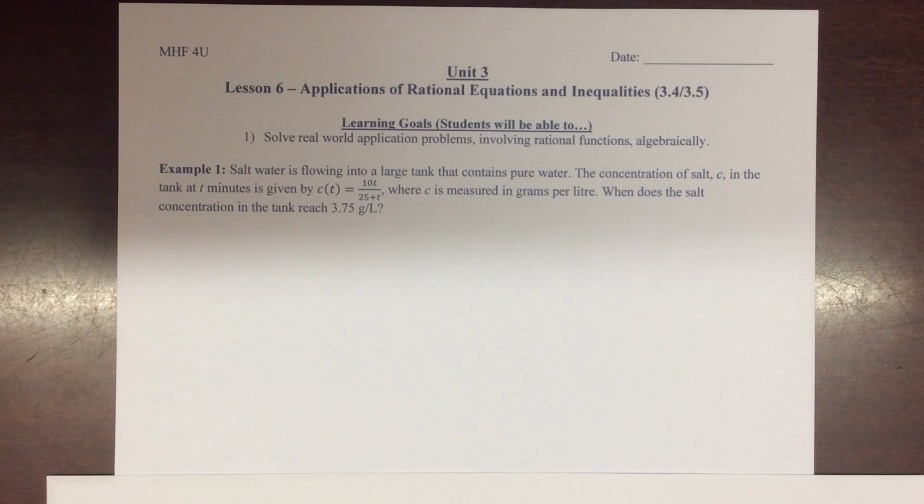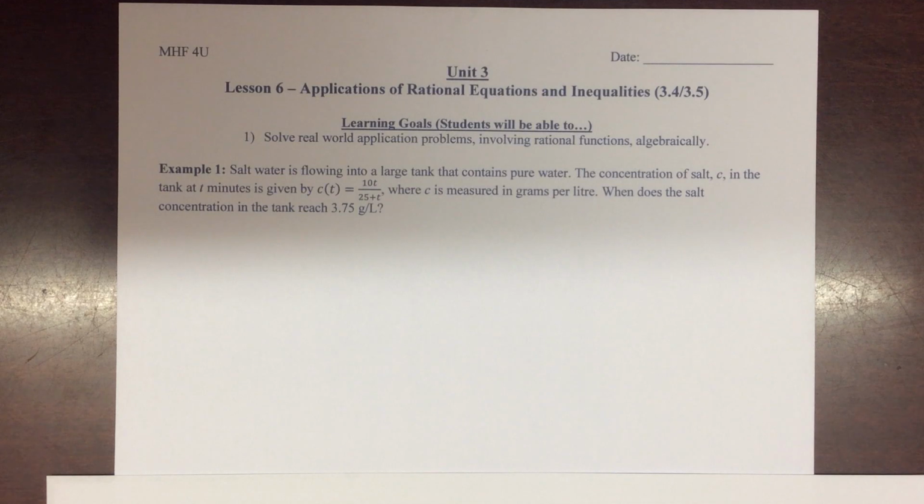The first example we're going to look at is: salt water is flowing into a large tank that contains pure water. The concentration of salt, which is described by the variable c, in the tank at t minutes is given by the rational function c of t equals 10t over 25 plus t, where c is measured in grams per liter. When does the salt concentration reach 3.75 grams per liter?